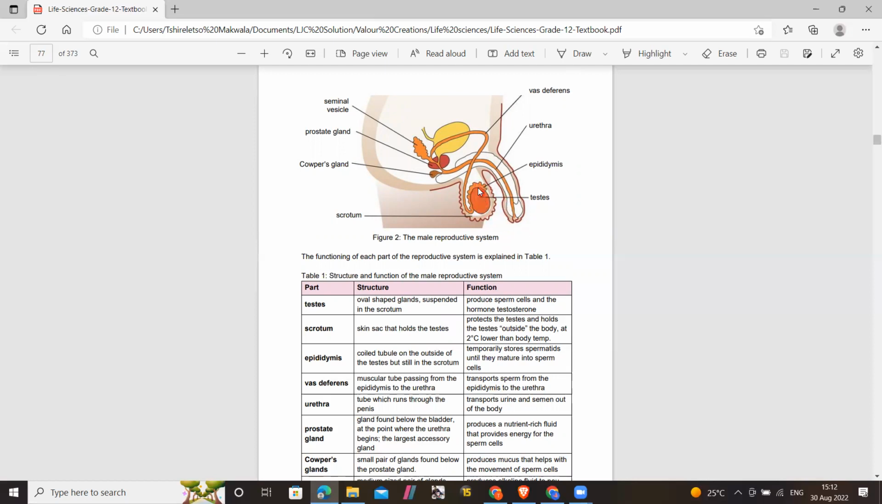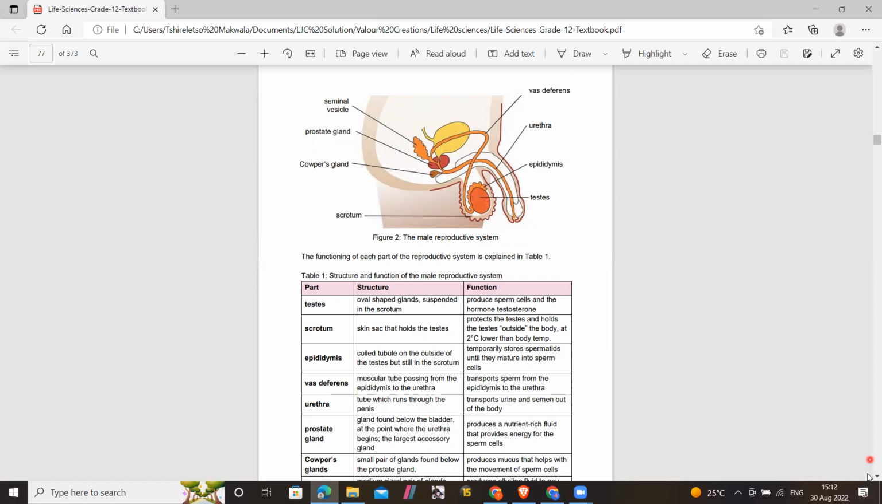However, they line up into this thing, the epididymis. In the epididymis they're still immature, but at this stage the Sertoli cells are busy changing them into mature cells. As they tell you here, the epididymis stores spermatids until they mature into sperm cells. These immature cells are called spermatids, and they mature into sperm cells. I hope you get that one.